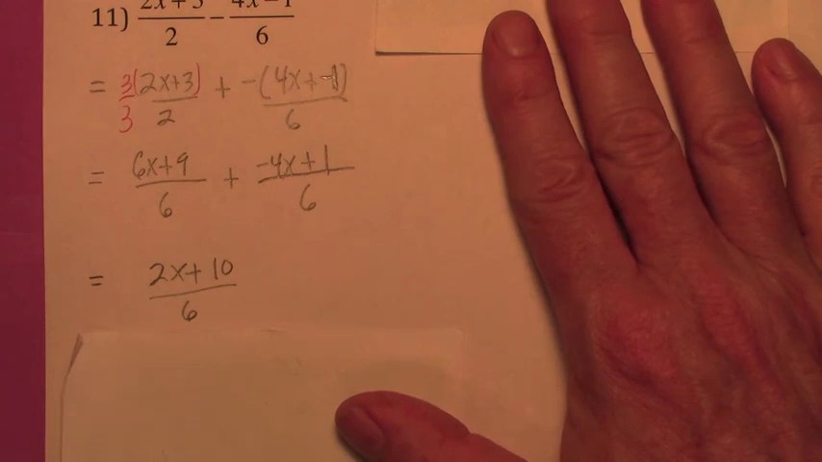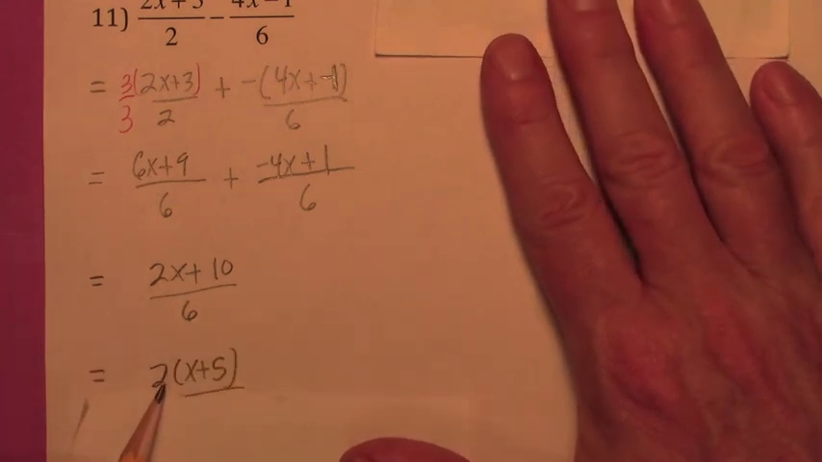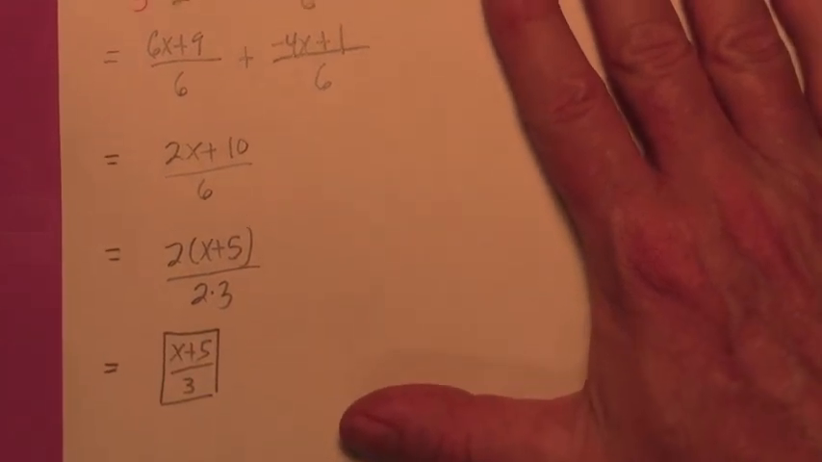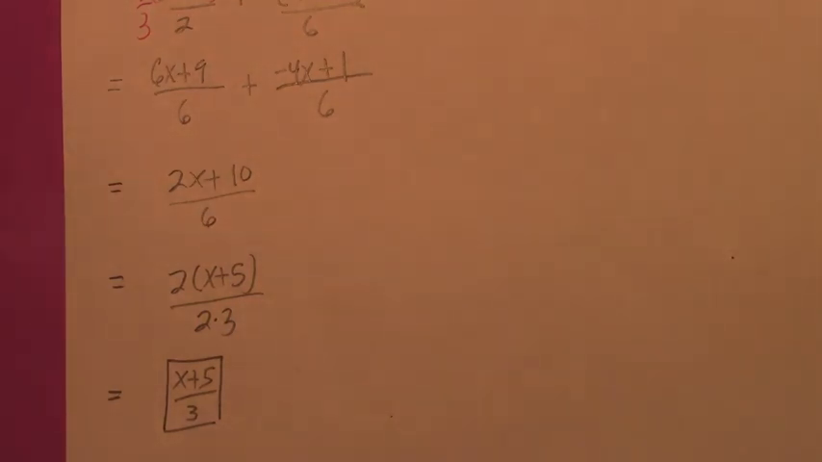Hey, wait a second. I think we can reduce that. You factor the top, a 2, and the bottom, factor a 2. You can cancel the 2's, and your answer is x plus 5 over 3. Always look to reduce your final answer.